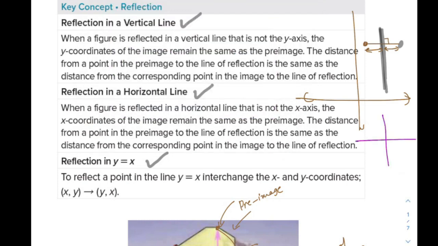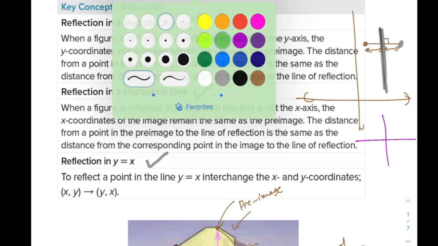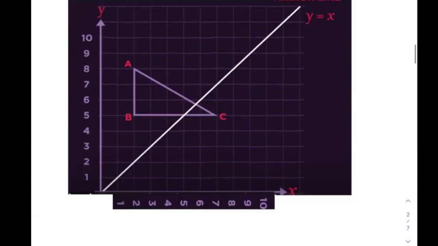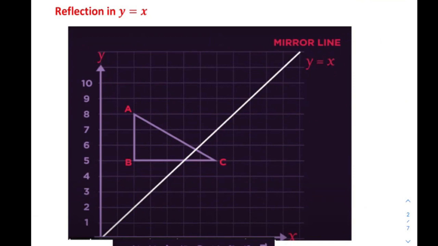For the horizontal line, let's assume this is the line we are going to use as the line of reflection. If you take any point here and reflect it, it will be somewhere here. As you see, the x-coordinate will stay the same, and the y-coordinate will change. Remember these points. Now, what about reflection in y equals x? For this purpose, I'll give you this exercise. Reflection in y equals x. We have triangle ABC, and this is the mirror line, that is y equals x.